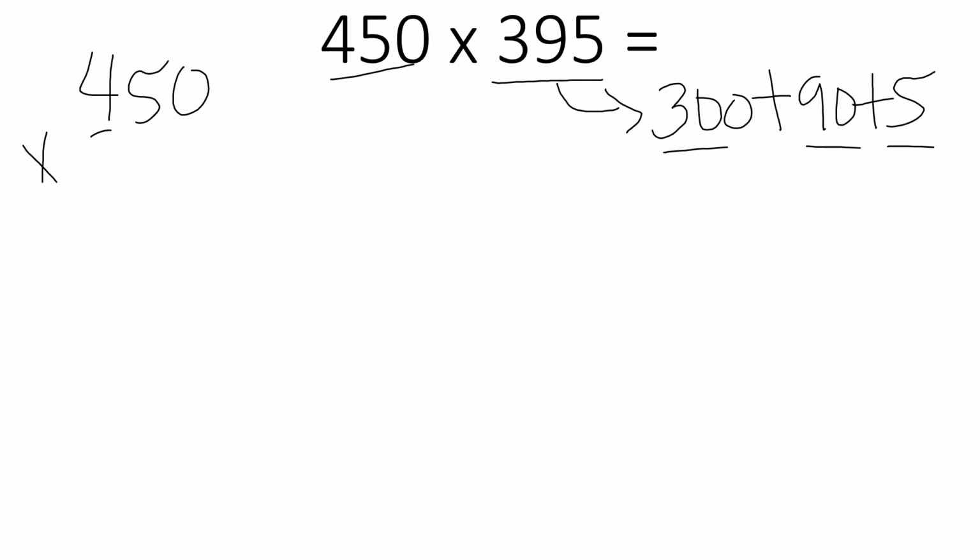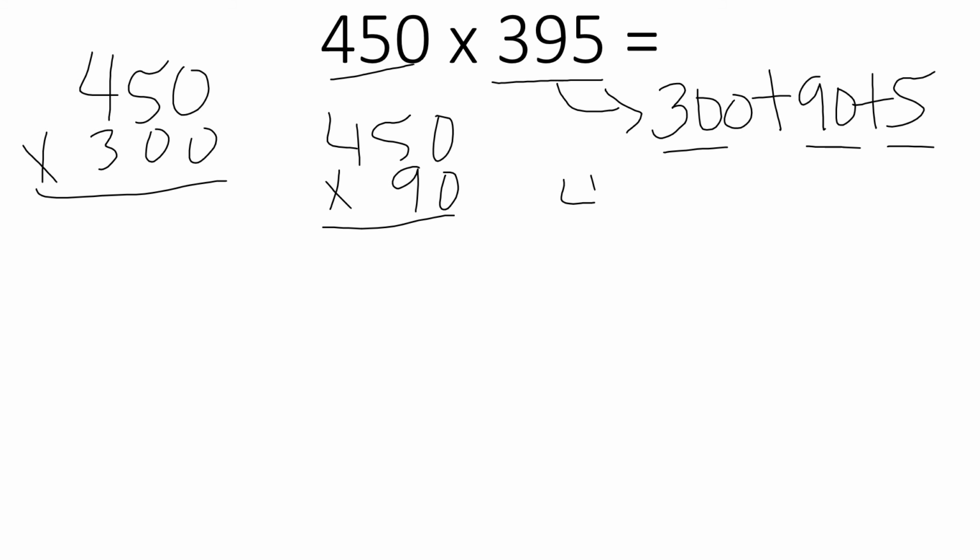So my first one is 300 times 450. The next one will be 450 times 90. And then I will have 450 times 5. Again, if we were doing standard algorithm, the way our parents, grandparents, aunties, and uncles learned how to multiply in school, you would be doing all 3 of these problems on top of each other. So this kind of helps you focus on what you're doing without making mistakes and trying to remember which way do I go next.